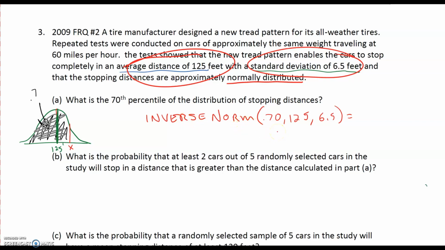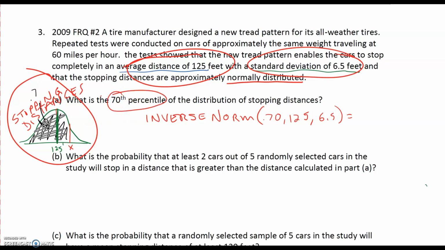And when you do that, you have to have a couple things. One, make sure you have a drawing here. Oh, and label your drawing. Tell what this distribution of stopping distances is. You want to label what we're looking at there. Okay, and label where the X is. Put a shaded region. Label that as 0.7. That's telling the reader that you know what 70th percentile looks like, what it means, and so on. Make sure you put 125 here because that's the mean.